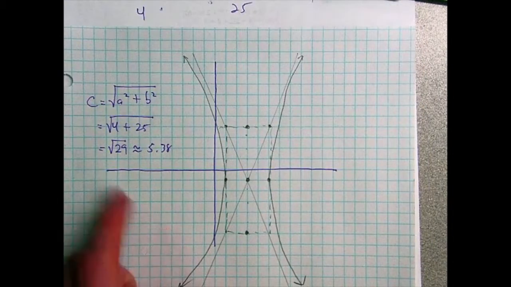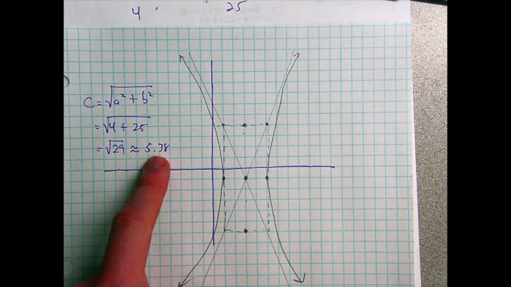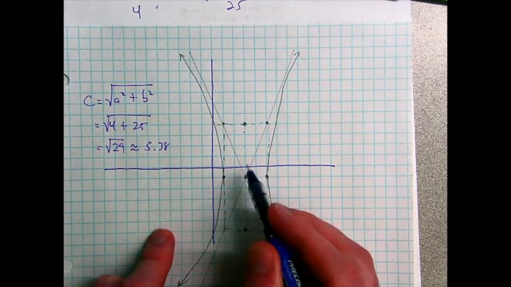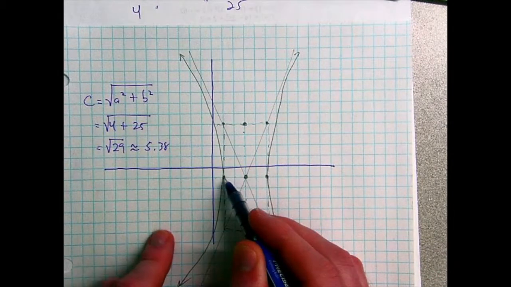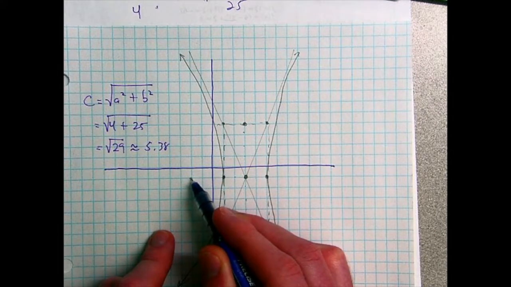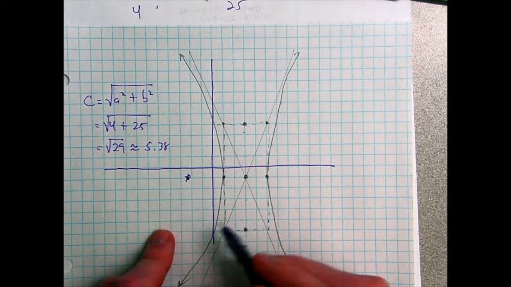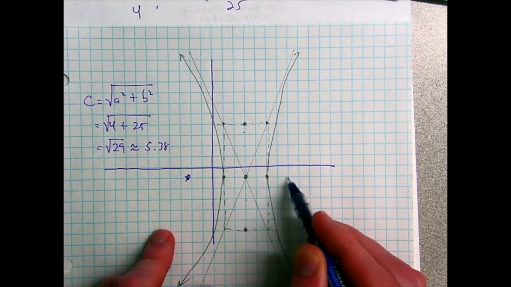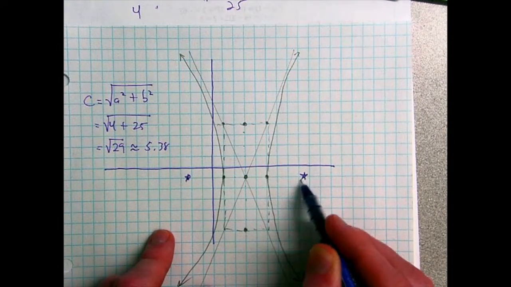So that's the distance from the center to the left-right foci. So if I start at the center and go 5.3 units to the left, so 1, 2, 3, 4, 5, and then a little bit more, one focus right there. And now I'll start at the center and go 1, 2, 3, 4, 5, and a little bit more. There's my other focus.